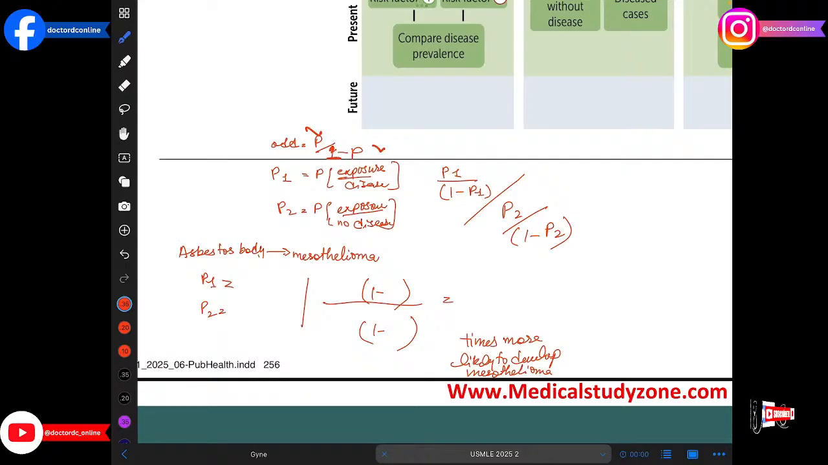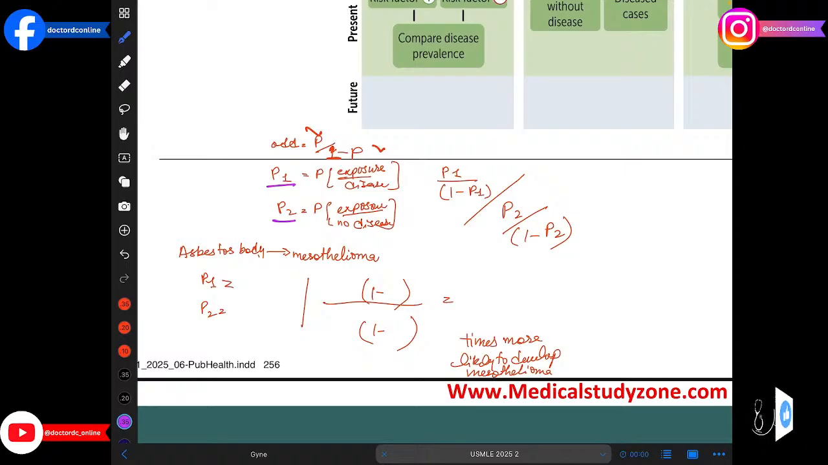Okay, so let's define P1 as the probability of exposure in the context of the disease, and let's define P2 as the probability of exposure in the context of no disease. Now, putting everything together, we define the exposure odds ratio as P1 over 1 minus P1, over P2 over 1 minus P2. So this together would be the odds ratio.